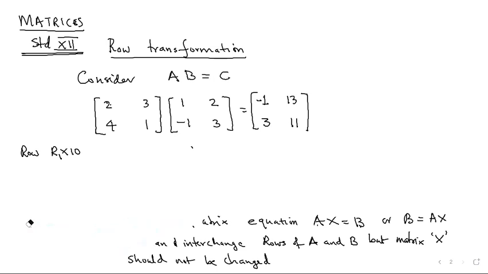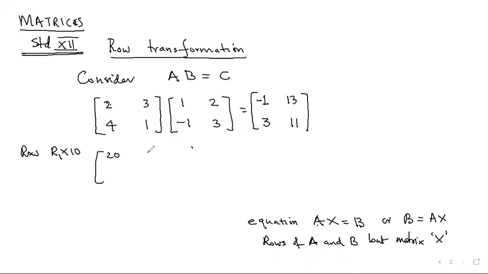Now row 1, I am multiplying with 10. What will happen? This becomes 20, 30. Only row 1 is multiplied. This will become 10, this will become 20, 20, this will become minus 10. This will become 130. Check and tell me, are they equal or not equal?